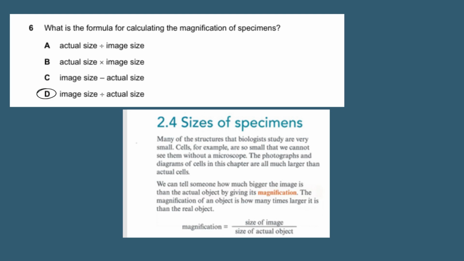Let's move to question number 6. Very easy question. Very easily you can get higher marks for this exam. The sixth question is, what is the formula for calculating the magnification of a specimen? It's just the theory part. What is the answer? Magnification equals size of the image divided by actual size. So the answer should be D.